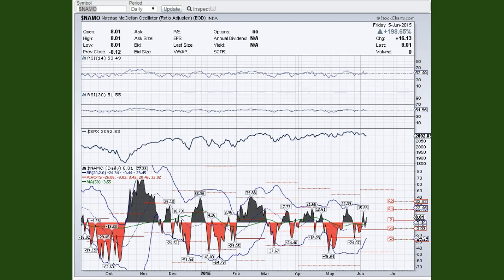Right now, futures are dropping. And as I've explained, we need to basically reset a little bit more.